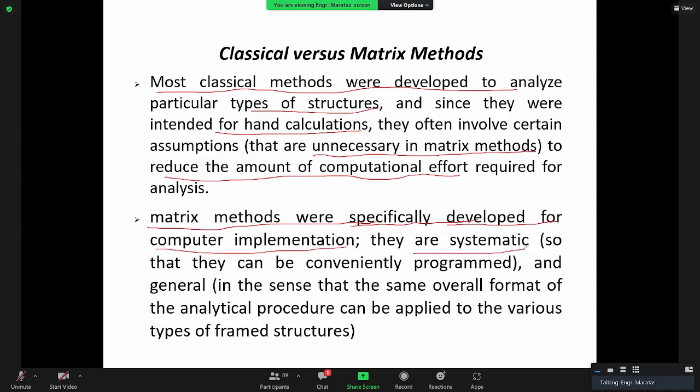So they are very systematic, and they can be easily programmed using different programming languages, like C++ or even Visual Basic, MathCAD, and so on and so forth. And in general, the same overall format of the analytical procedure can be applied to the various types of frame structures. Okay?